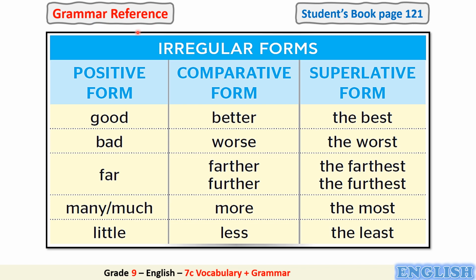Grammar reference. Look at this table. Here we have irregular forms of adjectives: positive form, comparative form, and superlative form. Good, better, the best. Bad, worse, the worst. Far, farther or further, the farthest or the furthest. Many, much, more, the most. Little, less, and the least.